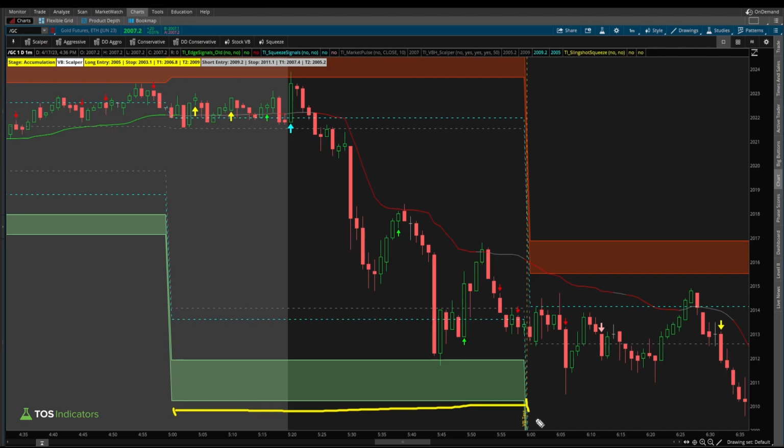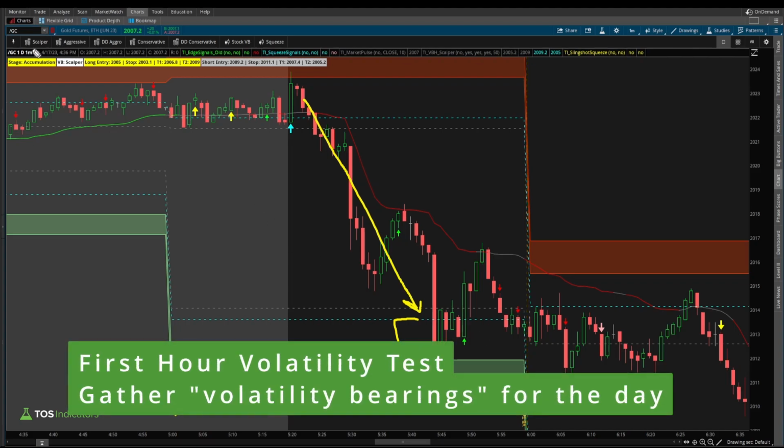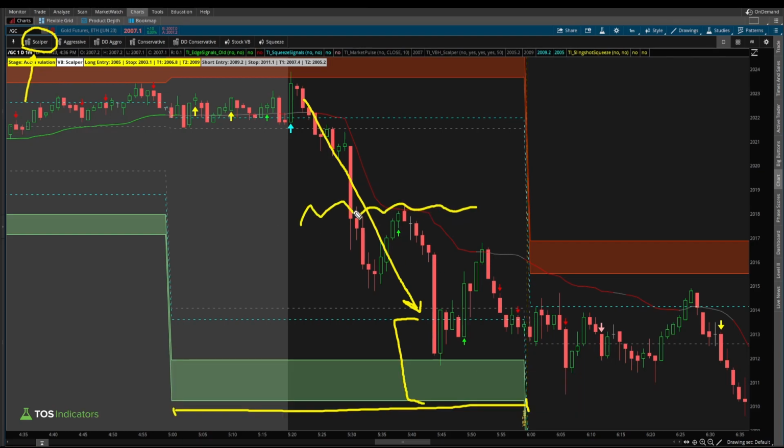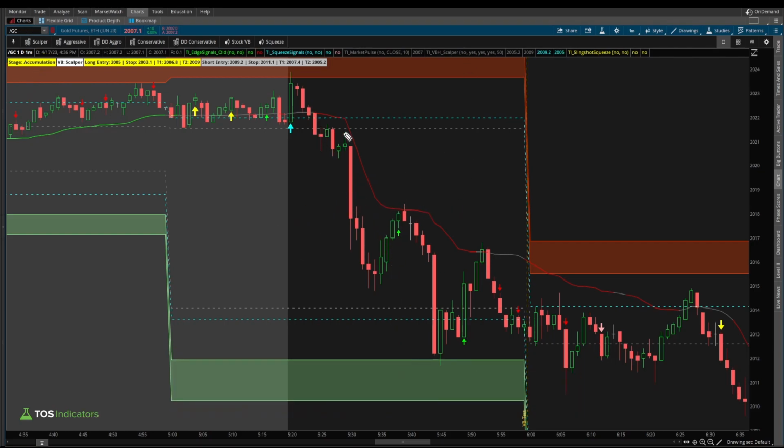Now inside of gold, as soon as the market opens, we see a sell-off, and that sell-off takes price action into our volatility box cyan line and even our volatility box clouds. As soon as this happens, this triggers our first hour test. Normally, we'd be looking at the scalper volatility box as easy going. As soon as price action opens, it usually chops around in between our cyan lines.